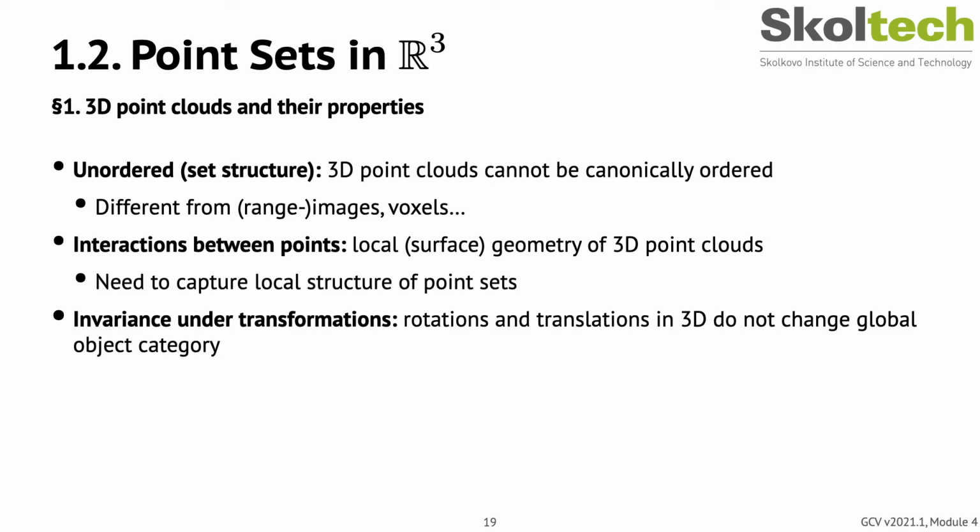Let us see how these properties apply to real-world 3D point clouds. Unlike pixel arrays in images or voxel arrays in volumetric grids, a point cloud is a set of points without specific order. In other words, a network that consumes point sets needs to be able to accept points in any possible order.